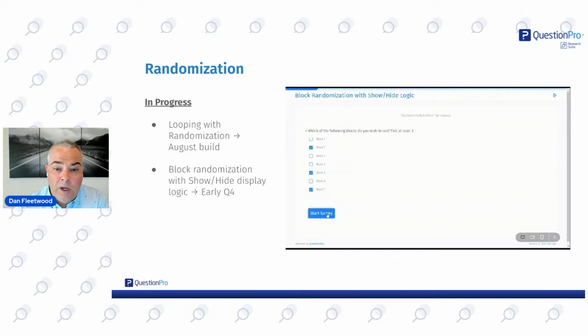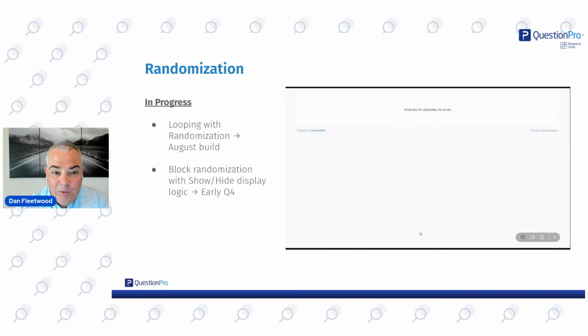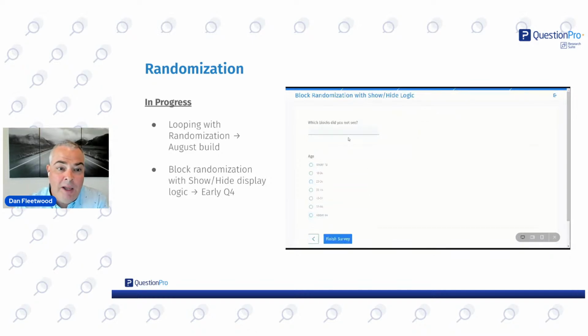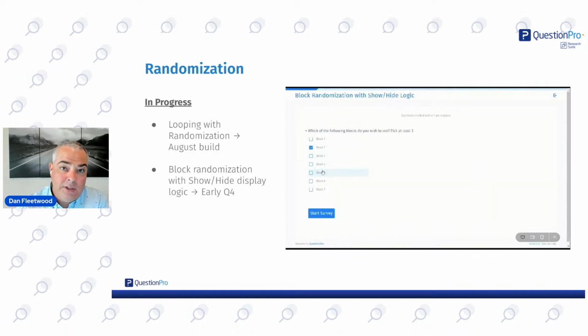And this is where you can loop when you have randomization. When you're doing looping with randomization, this is something that you can do now. So you don't have to ask the same loops in the same order each time. You can randomize them, obviously, to help reduce bias in the survey. Coming up early in Q4, what we're working on is block randomization with show hide logic. So this is some functionality that we have coming up.